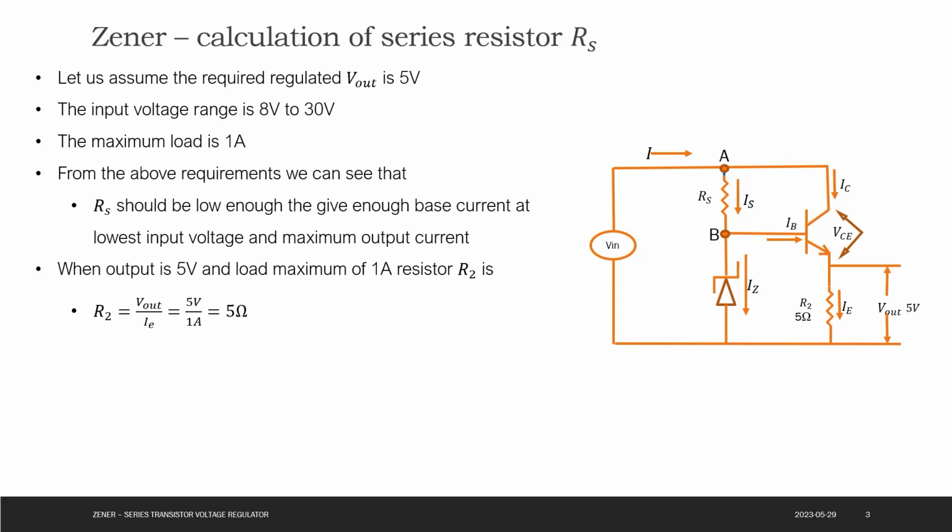Let the output voltage be 5 volt while the input range is between 8 volt to 30 volt. Let us assume that the maximum load that can be applied is 1 amp. This means Rs should be low enough to provide enough base current at low input and maximum output conditions. We can calculate the load resistor as R2 equal to Vout by IE. That gives us 5 ohms.